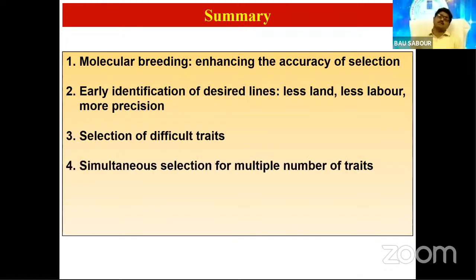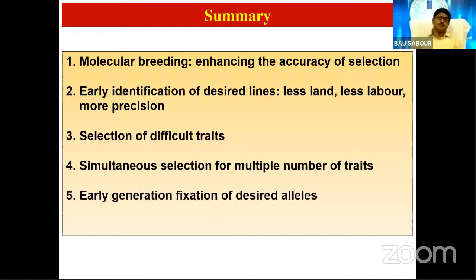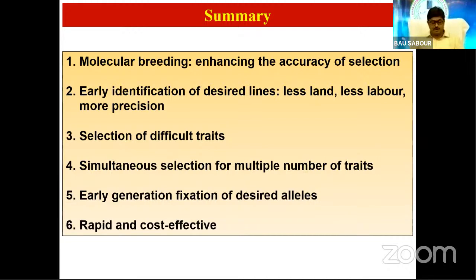So, simultaneous selection for multiple traits. I want to combine good lycopene content with multiple disease resistance. So this kind of traits, it is now possible to combine them if you have very good diagnostic markers in your hand. So, early generation fixation of desired alleles, I have already mentioned, and it's a rapid and cost effective manner, because if you take the help of automation, doing genotyping of 300 plants in a single day is highly possible. Even with our facilities, we are doing at least 50, 60, 80 plant DNA isolations on a regular basis, doing their PCR and doing the genotyping.